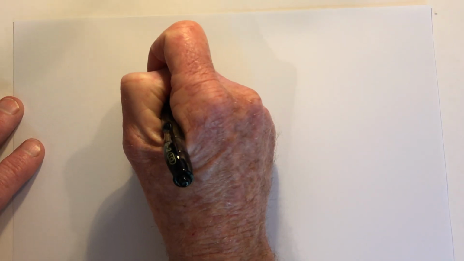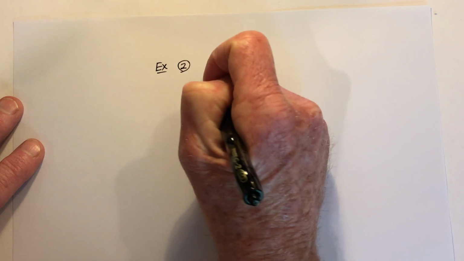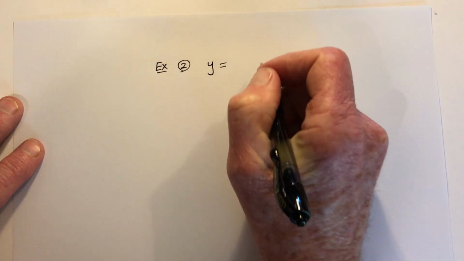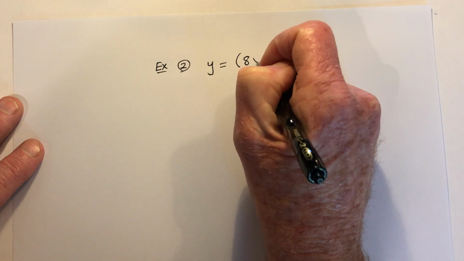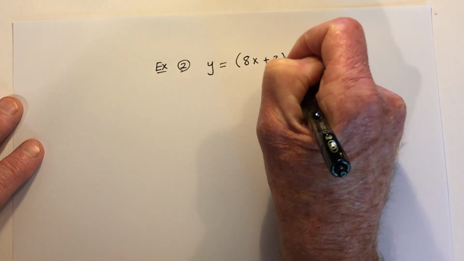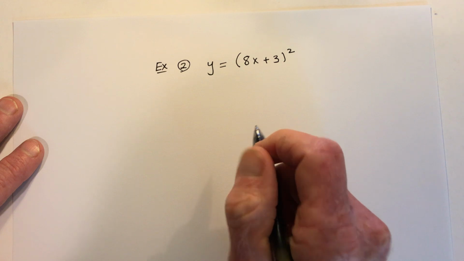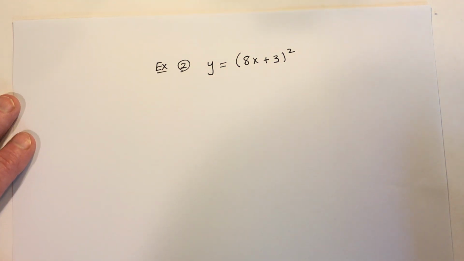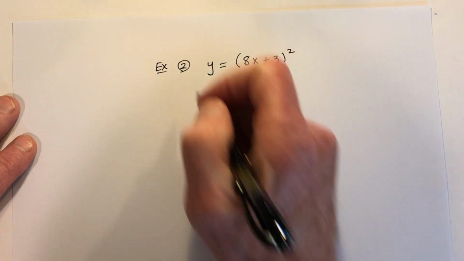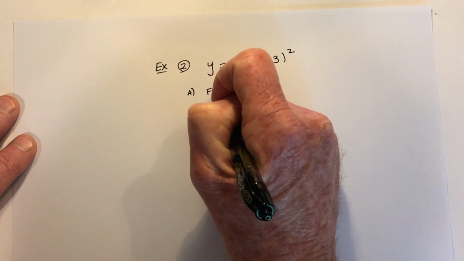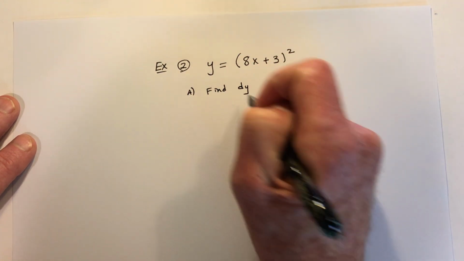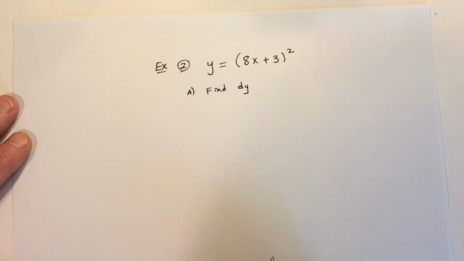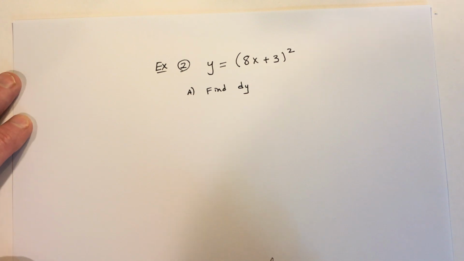Then on to another example. The work is going to be very similar, but example number 2. How about if you have y equals, and then it's an 8x plus 3 gets squared. And first, we're just going to find the dy. So at first, I'm just going to find the derivative, and like with the last one, have dy equals, and then later we'll have numbers to plug in.